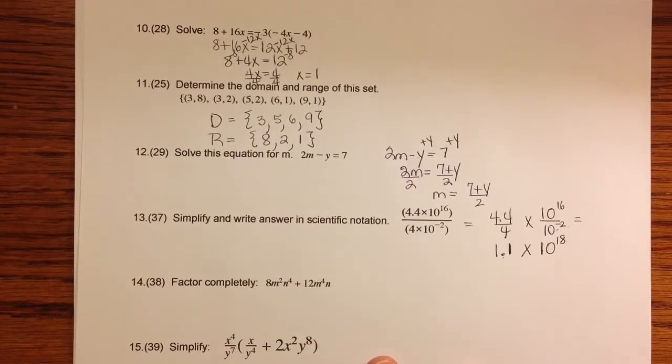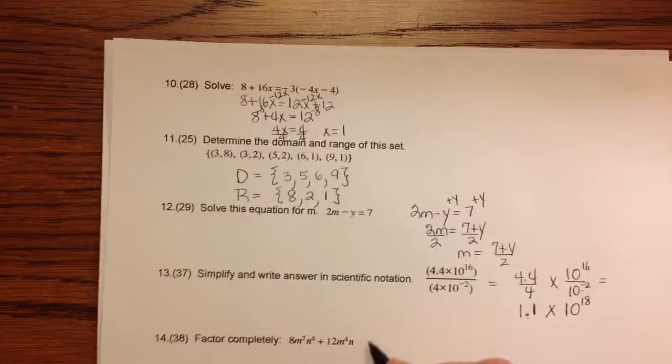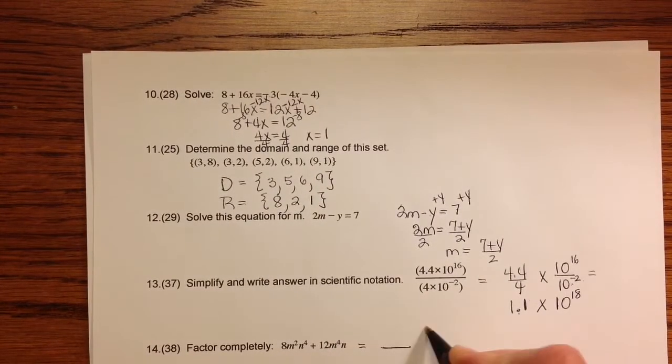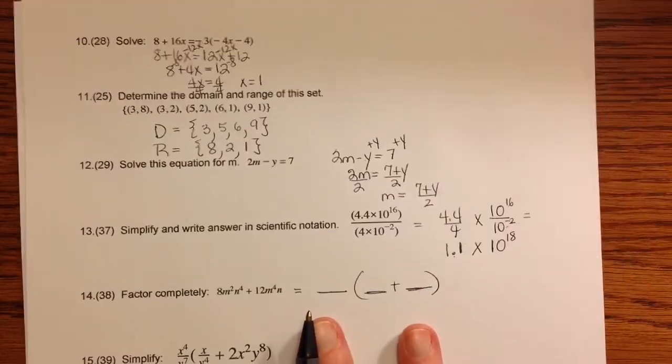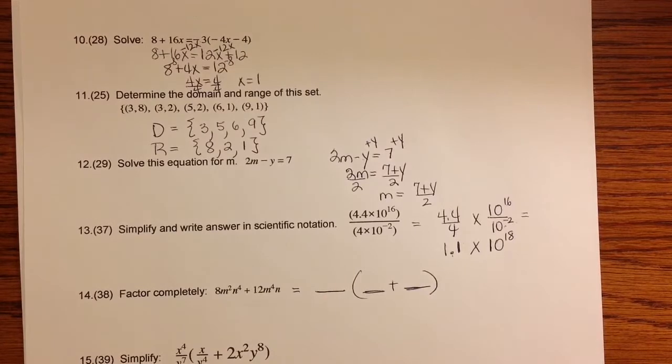Number 14, factor completely. Factor, write it as multiplication. So we need a GCF and the leftovers. Well, I'm not going to do it by factor trees. If you feel like you need to, you can go ahead and set it out. You can come talk to me about it. But I'm just going to talk you through it, just like we've been doing lately.